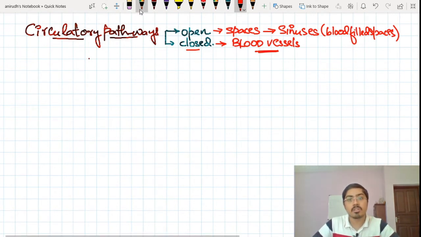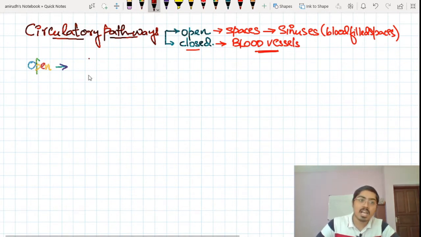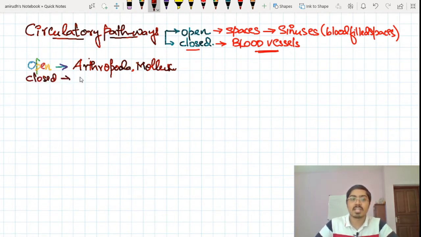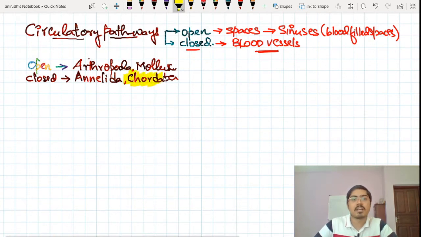Now if I just talk about the organisms which are following open circulation, open circulation is followed by organisms like Arthropoda, Mollusca, right? And closed circulation, in which organisms will you see it? You will see it in Annelids, phylum Annelida, and Chordata. So humans are coming under these chordates. So we have closed circulation and we have these blood vessels, right?